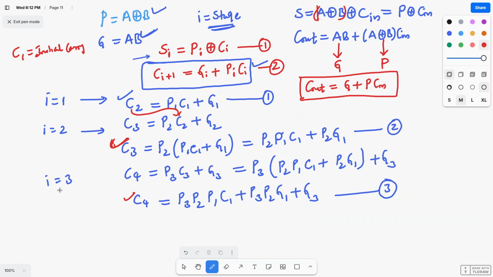Next, you see i equal to 3. I equal to 3 means what will you get? C4 equals P3 C3 plus G3. Substitute C3 in this equation. What will you get, tell me? P3 into (P2 P1 C1 plus P2 G1 plus G2) plus G3. After multiplying, P3 P2 P1 C1 plus P3 P2 G1 plus P3 G2 plus G3. Is it fine? So from this you observe, and what do you conclude, tell me.